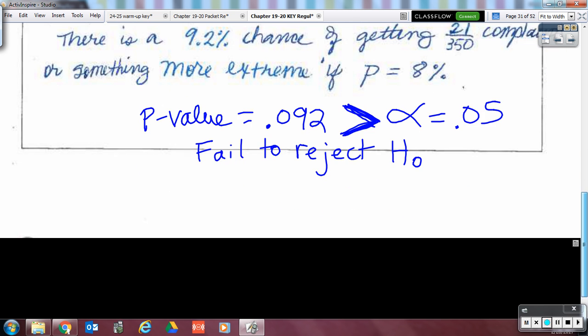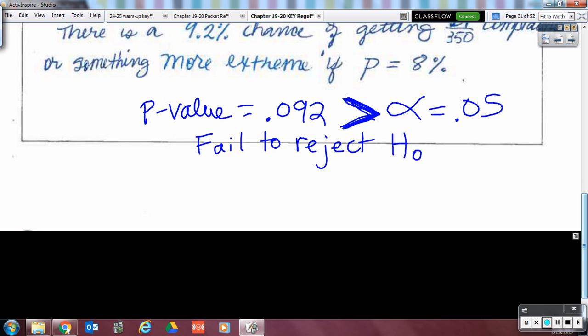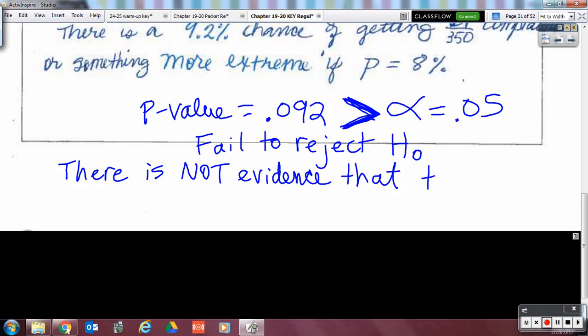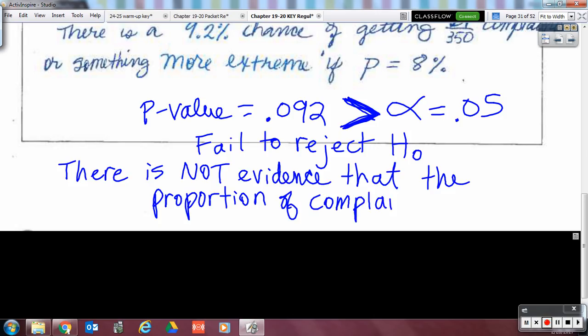So my second sentence would say, there is not evidence that the proportion of complaints went down, or you could say is less than 8%. Good. There is not evidence that the proportion of complaints has decreased.